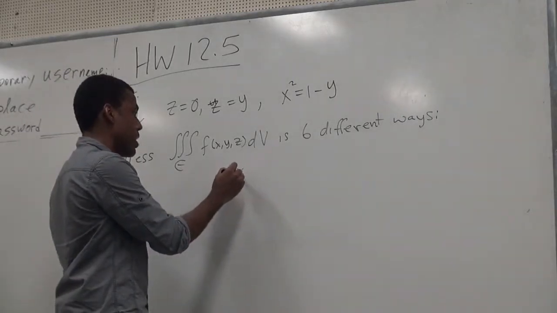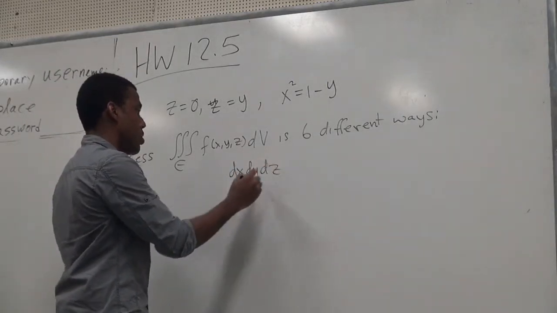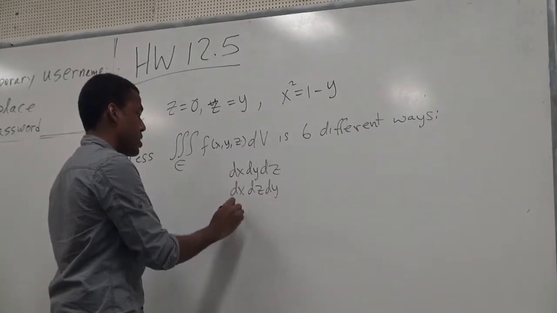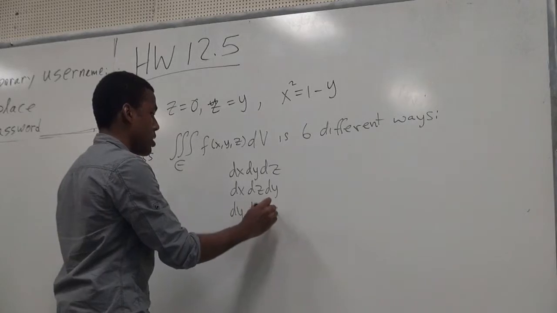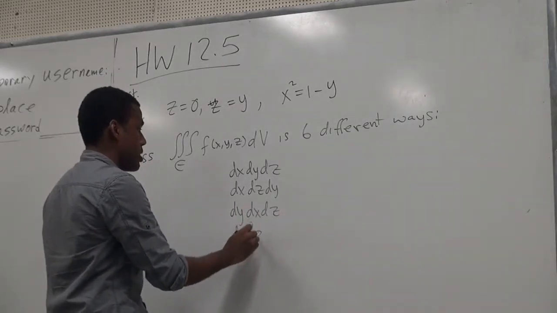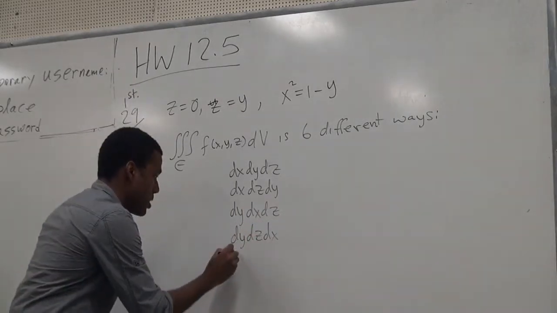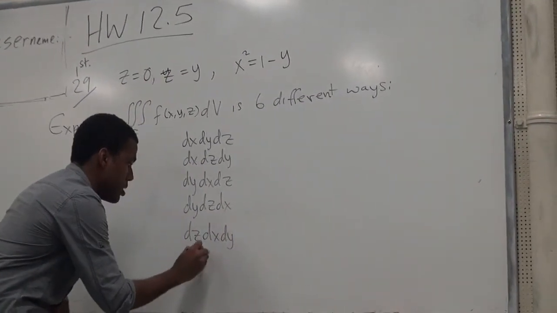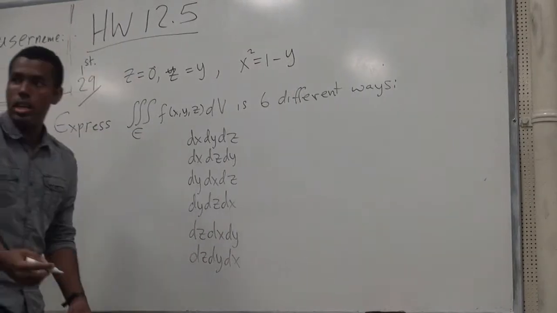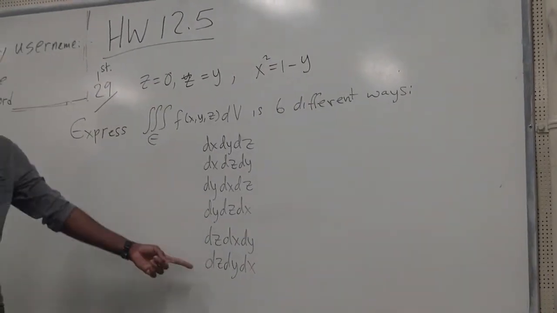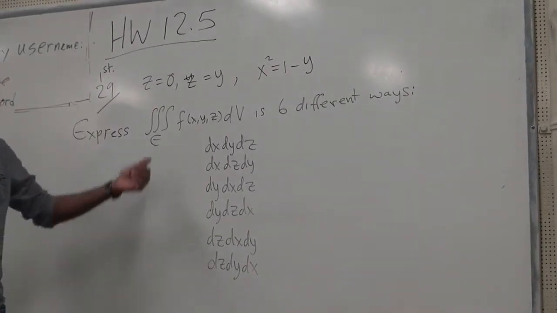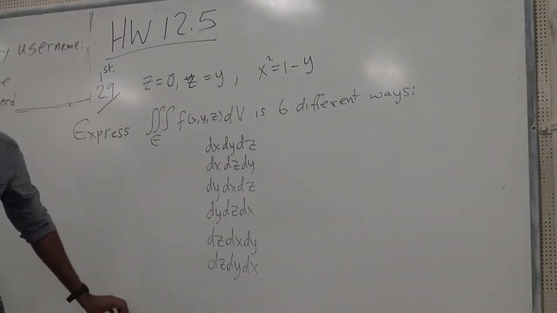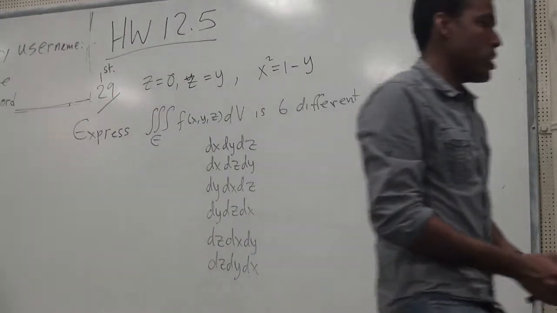So it could be dx, dy, dz, or you can set it up as dx, dz, dy, or dy, dx, dz, or dy, dz, dx, or dz, dx, dy, or dz, dy, dx. So they want you to set up 6 integrals with these different orders. But remember, when you're changing the orders, the way you express the limits will have to change as well. That's what I found. So that's going to be the issue here.